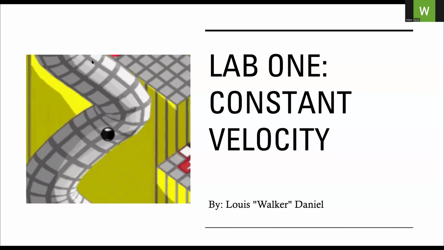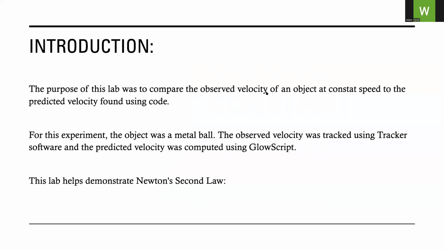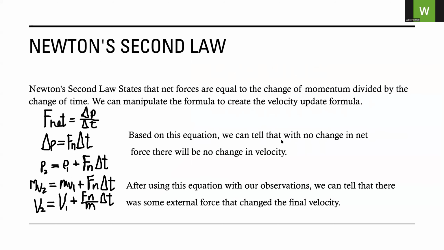The purpose of this lab was to compare the observed velocity of an object at a constant speed to the predicted velocity found using code. The object that I used was a small metal ball, and this will be the system, and all forces acting on this ball will be the work. The observed velocity was tracked using a software called Tracker, and the predicted velocity was computed using GlowScript. And this lab helps demonstrate Newton's second law.